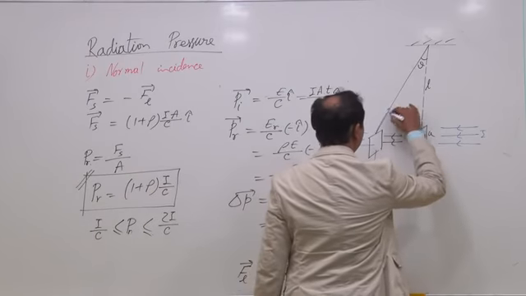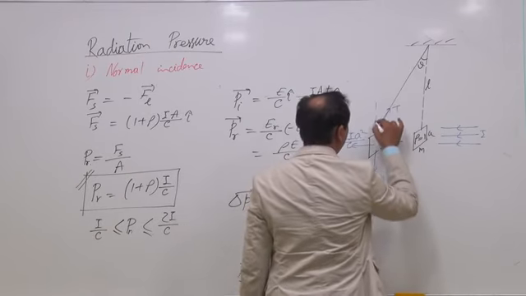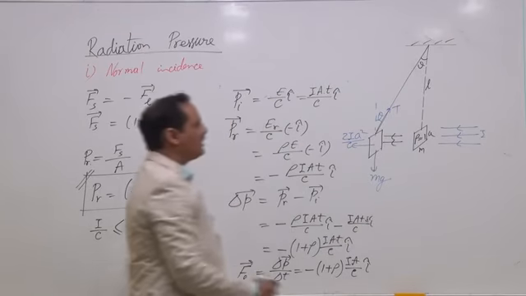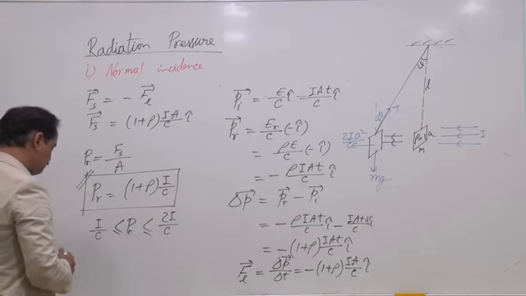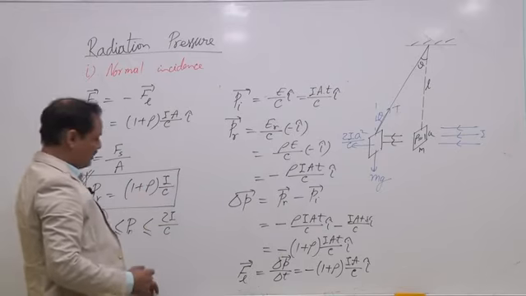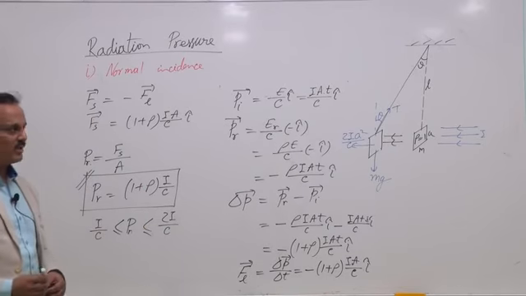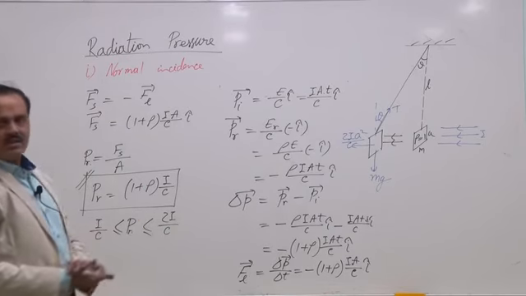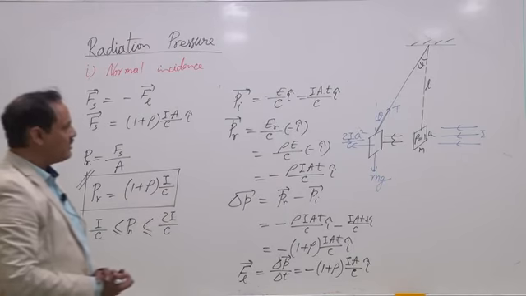There is a tension T in the string, and let the angle made with the vertical be theta, which we need to find. And the mirror is at equilibrium in this situation. For equilibrium, the horizontal and vertical forces must balance.